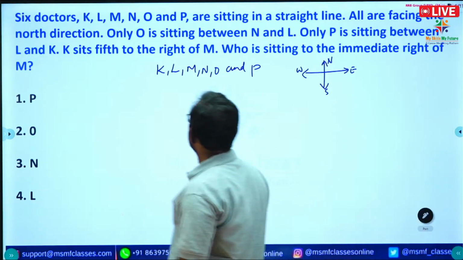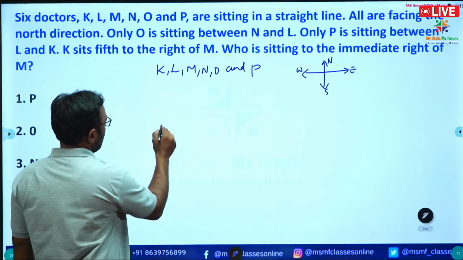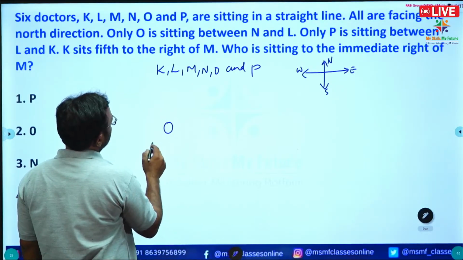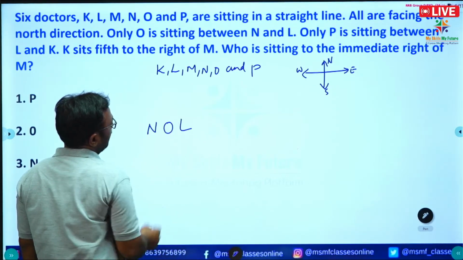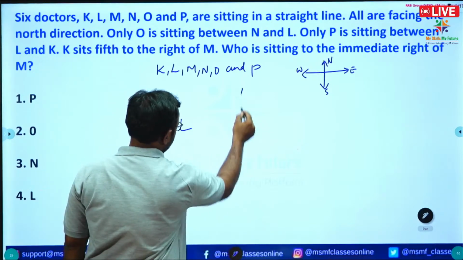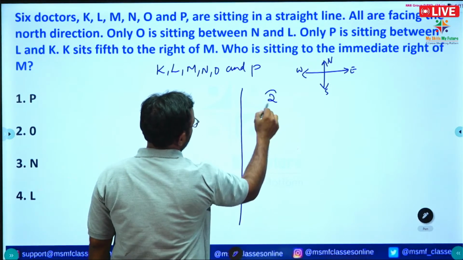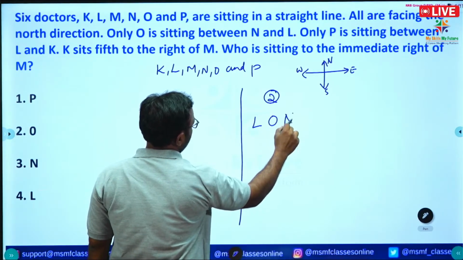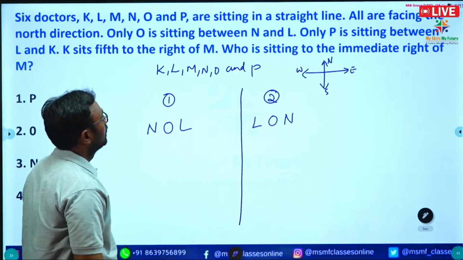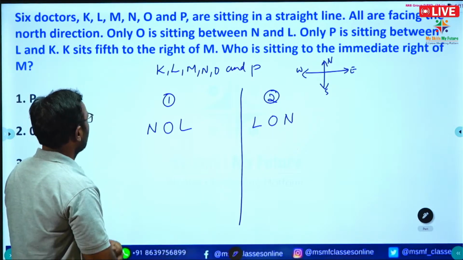Only O is sitting between N and L. Okay, we have two cases for this. The first case is like this, and the second case is the other way, so between L and N only O is there.